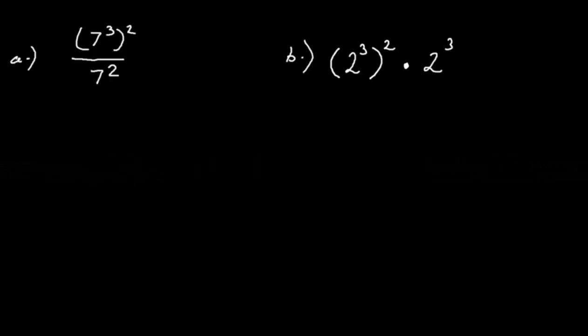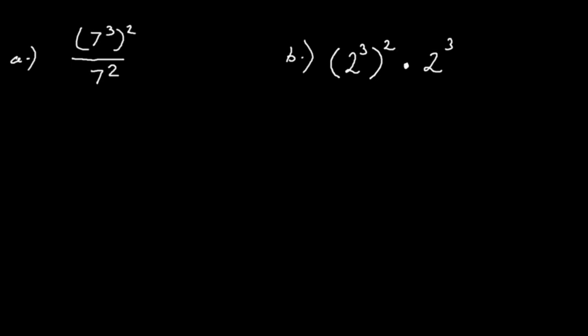Alright, so we have two problems here, and you can go ahead and pause the video and give these a go yourself if you like. Alright, so let's start with question A. What do we have here? We have 7 to the power of 3, and then all of that to the power of 2, divided by 7 to the power of 2.